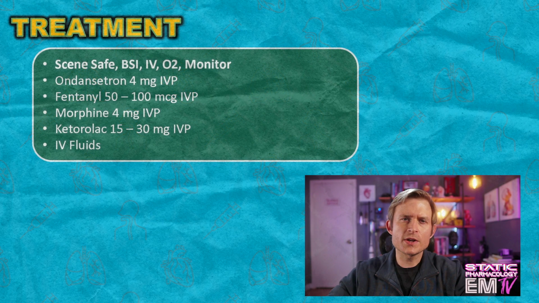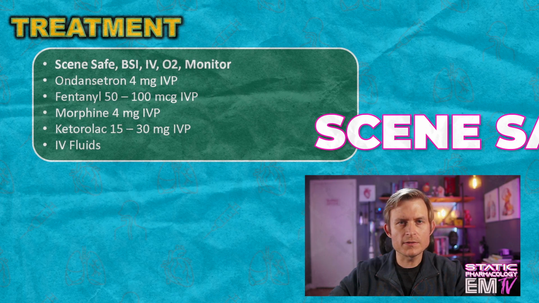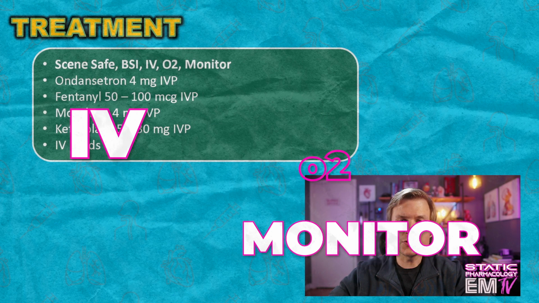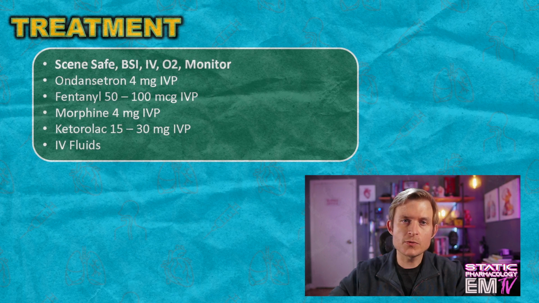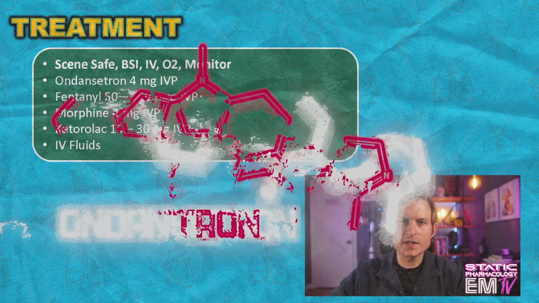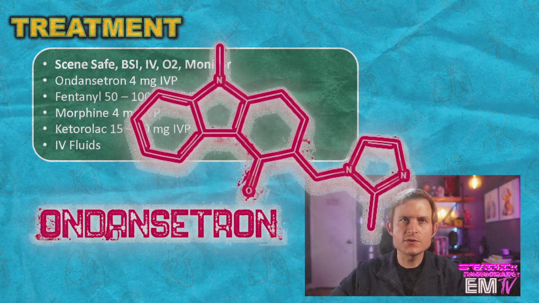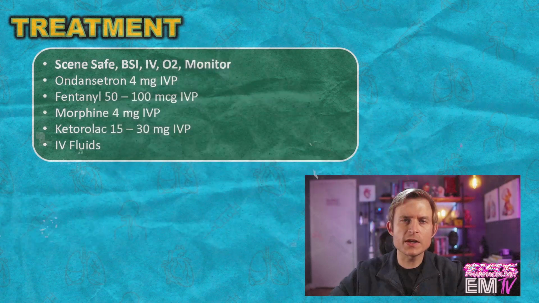Now, just like with all my other cards, I'll begin treatment by regurgitating the mantra. Scene safe, BSI, IV, O2, monitor. Now, as I'd mentioned before, this patient's care pre-hospitally is largely going to be symptom management. In-hospital acute care will also include the administration of antibiotics. But pre-hospitally, we could begin by administering ondansetron for the nausea. This is dosed at 4 milligrams, given IV push.